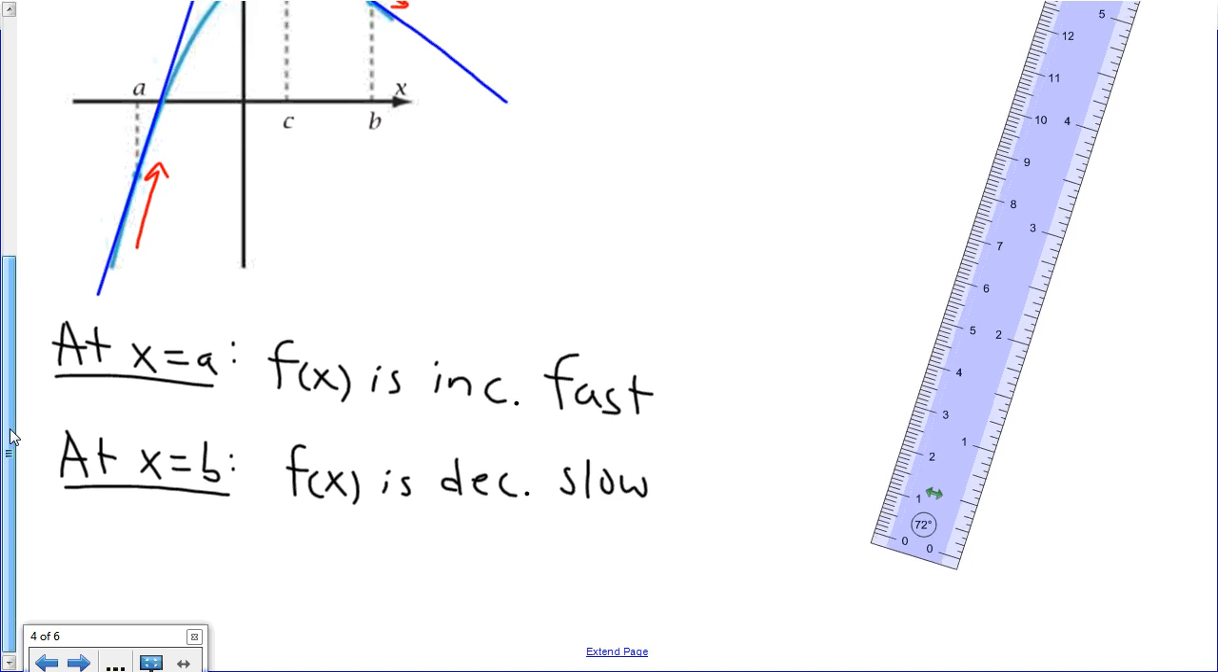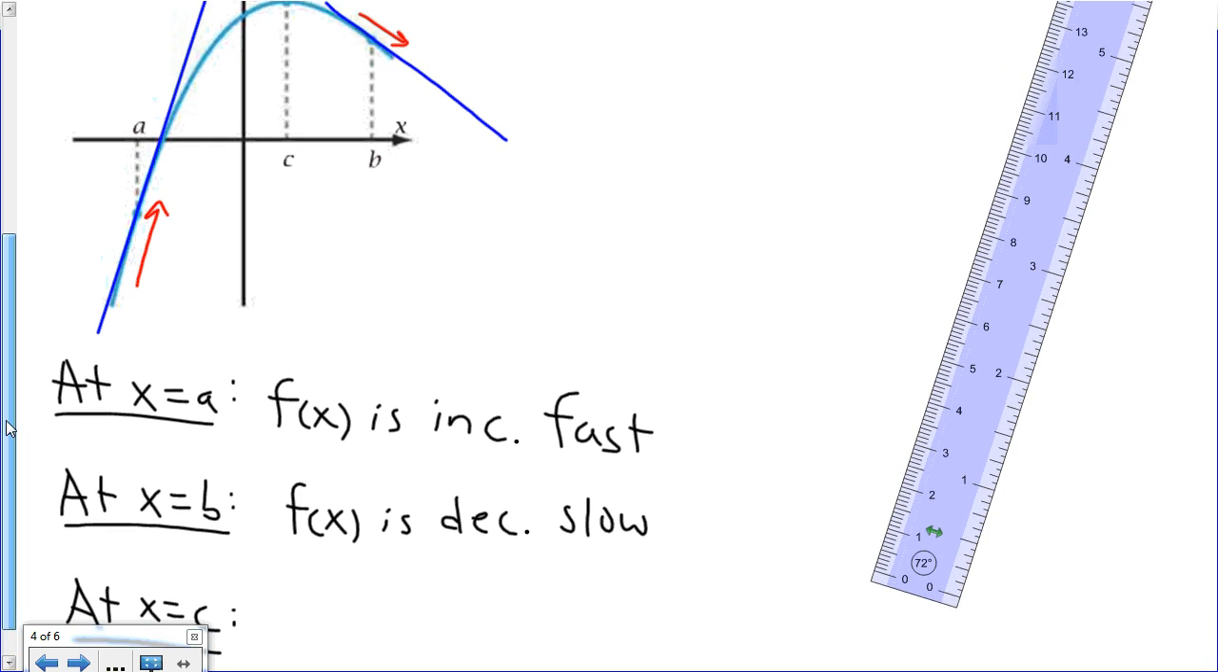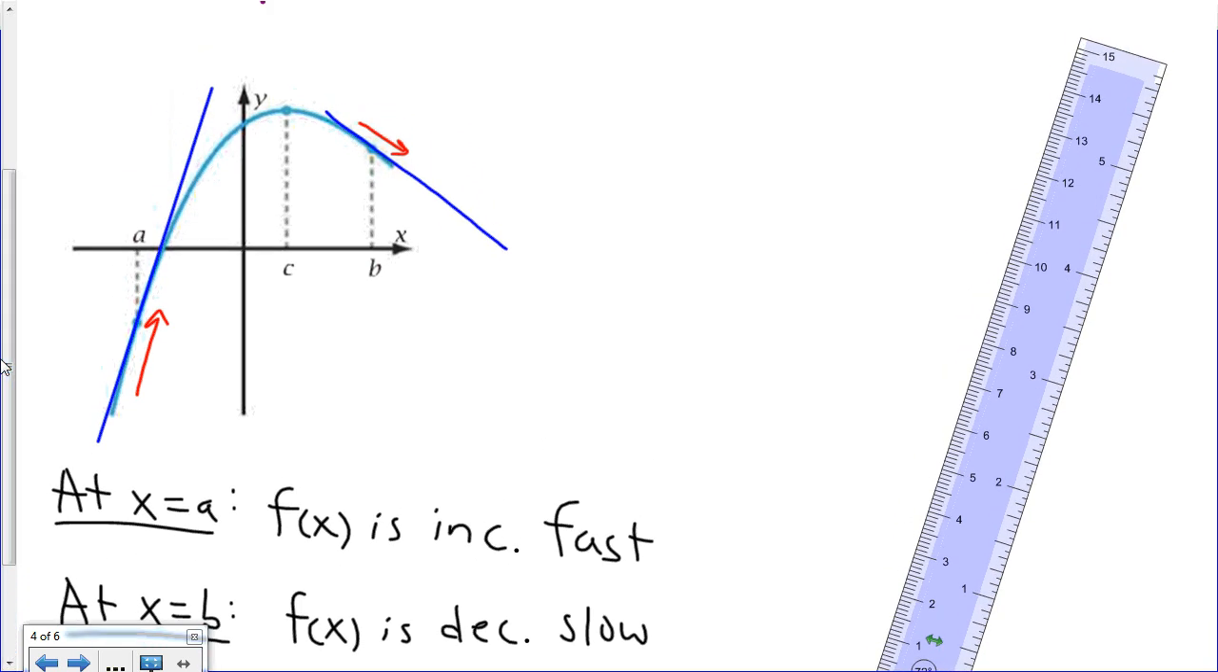And then finally, they asked us what's happening at x equals c. So at x equals c on our graph, we come back up here to the graph. If I were again to draw in the tangent line, it would look like a horizontal line, something like this.